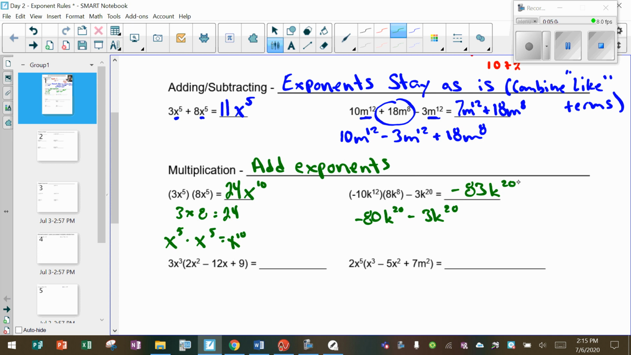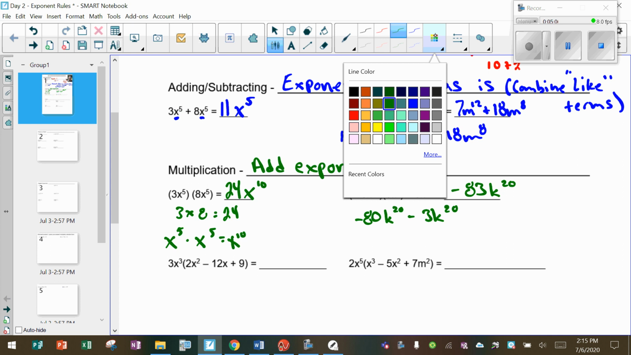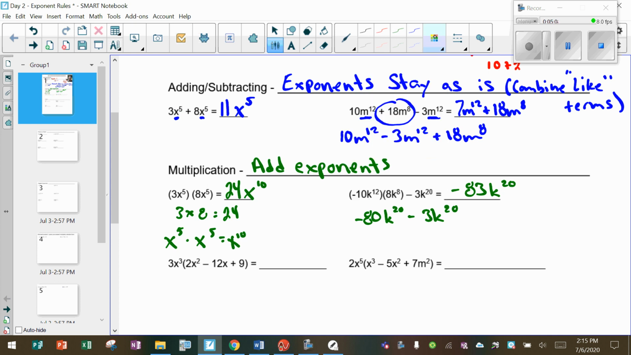Next one is multiplication, but you might recognize it as more of a distributive property problem. So we're going to multiply the coefficients, add the exponents. 3 times 2 is 6, and then on the exponents, an exponent of 3 and an exponent of 2, add for a new exponent of 5. Next term, 3 times negative 12, we can go to the calculator, get negative 36.